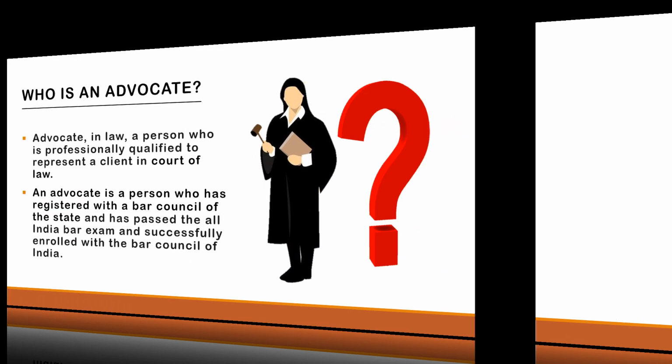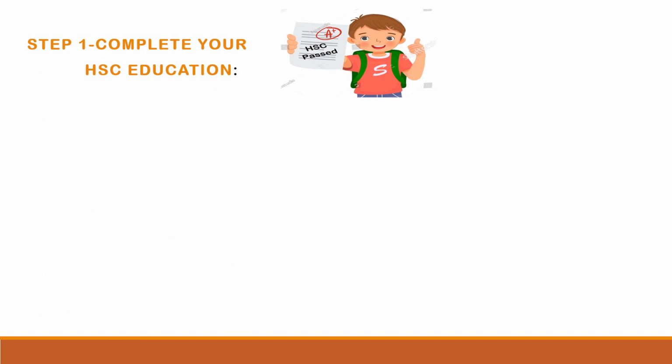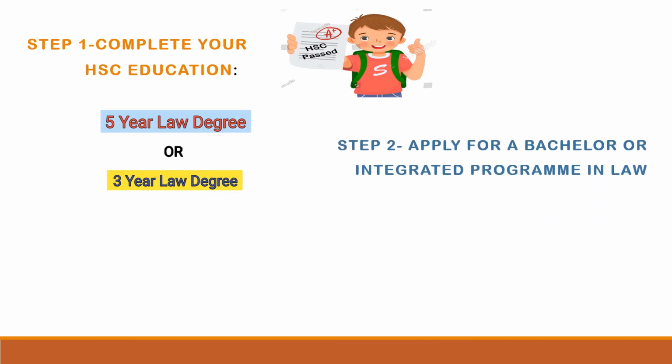Now let us go through the steps of becoming an advocate. The first step is to pass your HSC exam from any stream. The second step is to apply for a bachelor program or an integrated program in law. It may be a 3-year law degree or a 5-year law degree. For a 3-year law degree, you have to have a prior bachelor's degree in any discipline or in any field. And for a 5-year law degree, you can pursue it right after your 12th.